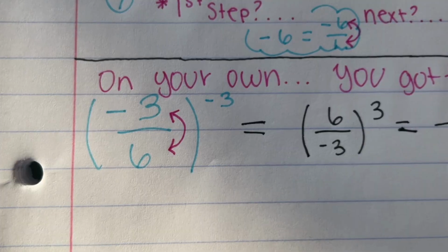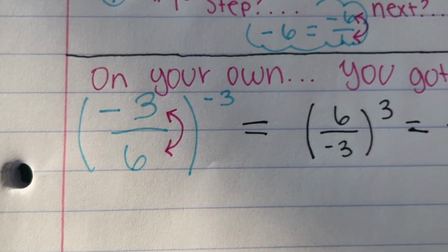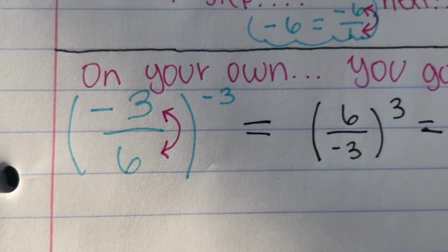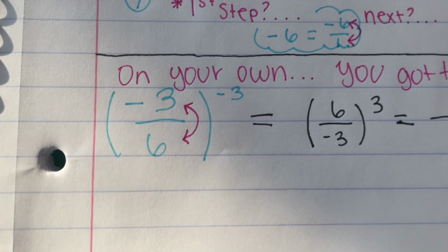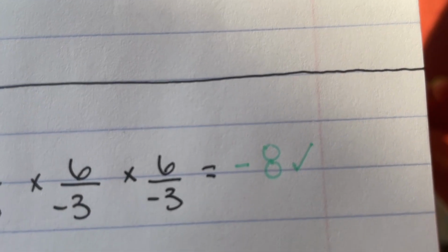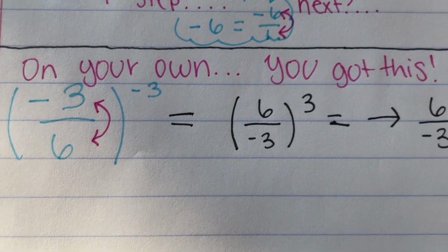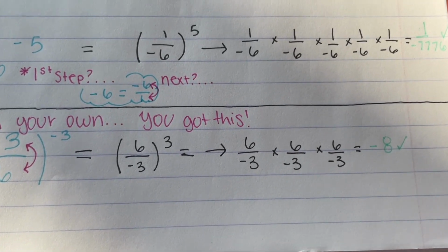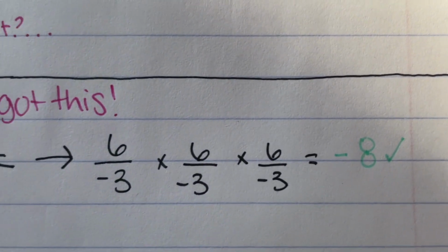Okay, so as you can see here, I followed the first step, which is finding the reciprocal and switching the numerator with the denominator, which then makes our exponent positive. So negative 3 over 6 raised to the power of negative 3 equals 6 over negative 3 raised to the power of 3. And that equals 6 over negative 3 multiplied by itself 3 times, which equals negative 8. So if you got negative 8, you got this right. Congratulations. And that concludes this lesson on negative exponents.